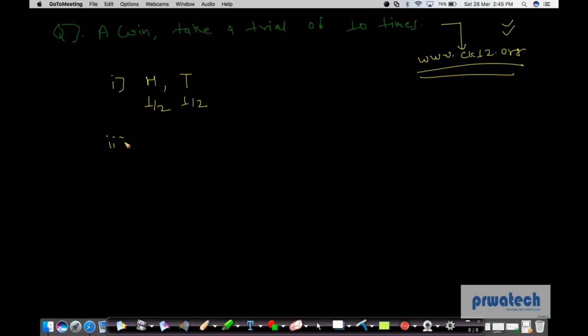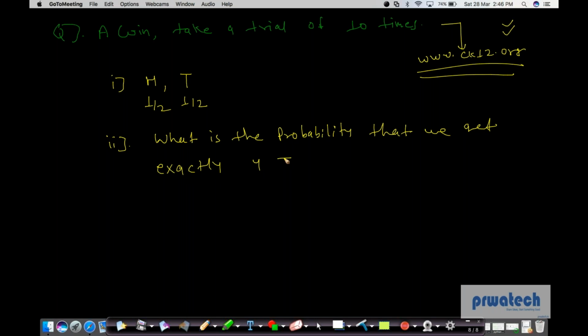But if I say, what is the probability that we get exactly four tails? If I put this question, this is a uniform distribution. This is a uniform distribution.